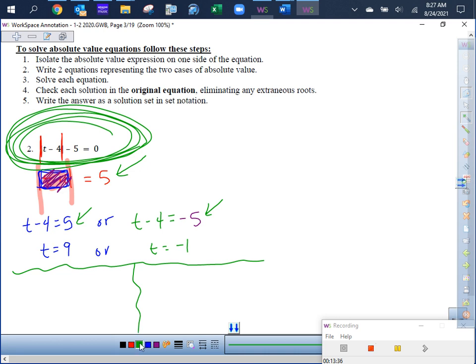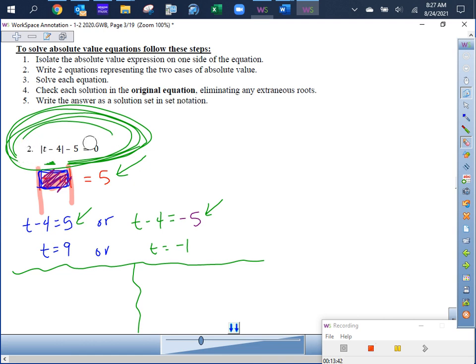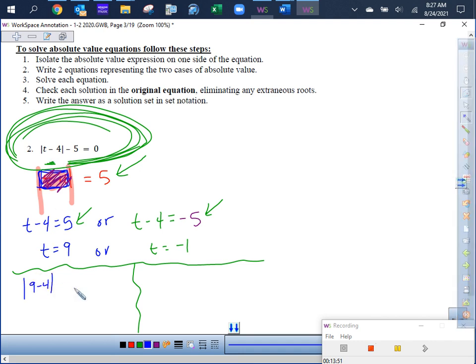So, squiggle, squiggle, squiggle. And let's go with 9. And follow me, right? Those who work ahead are probably going to get themselves in trouble. So follow me. I'm going to go back in. And I'm going to do 9 minus 4 in bars, minus 5 equals 0.